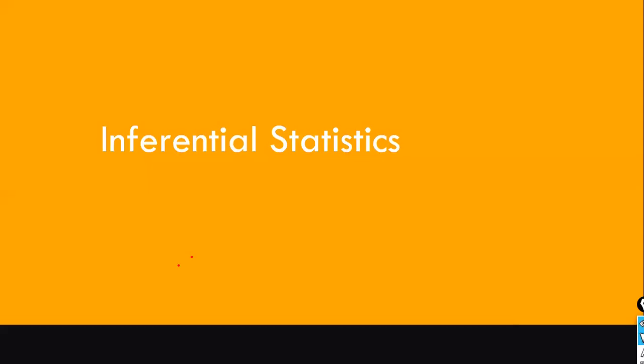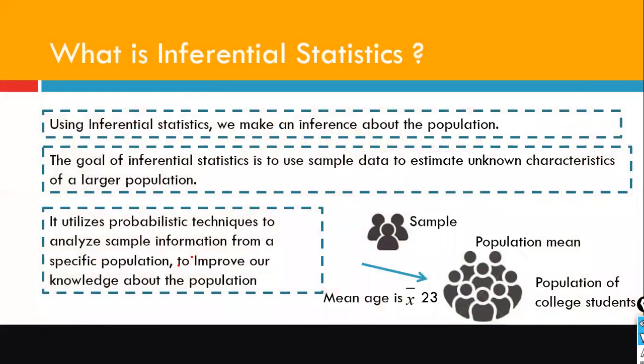Now we will see what we can do with inferential statistics. We can make an inference about the population using inferential statistics. The ultimate objective of inferential statistics is to use sample data, a random sample representative of your population data. If you use it, you can estimate the unknown characteristics of your larger population.